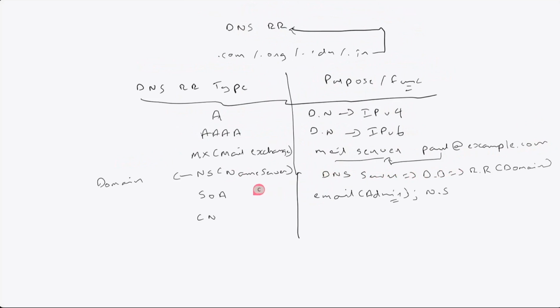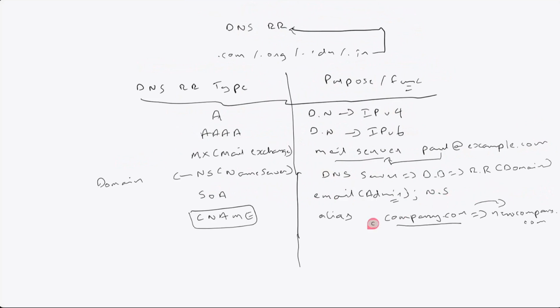Another important one is the CNAME, or the canonical name. With the CNAME resource record type, this is going to help you create an alias, right? So if, let's say, you want to direct all the traffic which comes to company.com onto newcompany.com, then we can create an alias DNS resource record type, which would essentially redirect all the requests coming to company.com onto newcompany.com.